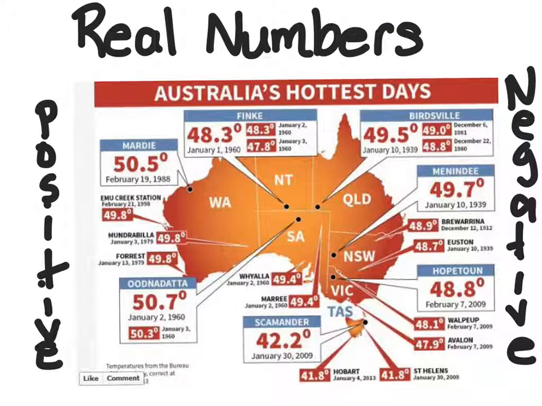Okay, this is Algebra Lesson 2.1, and we're going to talk about real numbers, and this is a meteorology map, and you can see the temperatures here. We have 49.5, 49.7, 48.8, 42.2, 50.7, 50.5, 48.3. In America, in the winter, we have negative numbers when it goes below zero. So a map could have positive numbers like all of these, or a map could have negative numbers.